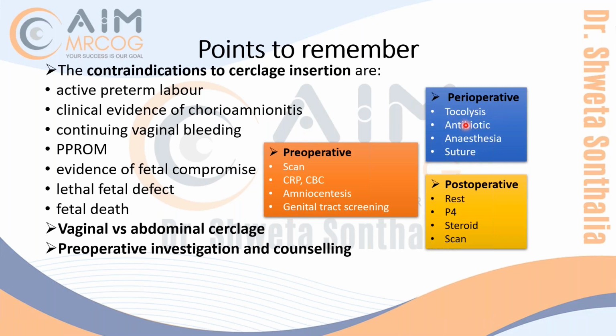So perioperatively, if they give you an option, you will give tocolysis wrong, give antibiotic wrong. Anesthesia, what anesthesia? Anesthetist will decide. What suture material? Surgeon will decide. They say that either you have to use a non-absorbable suture. So it could be Mersilene or it could be a braided suture. So both ways it is fine.